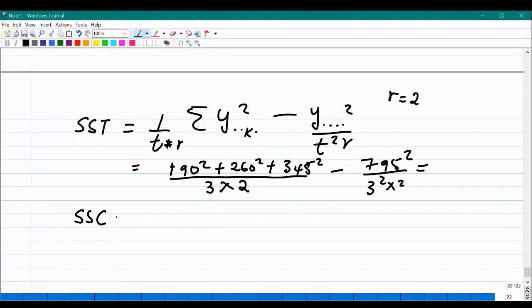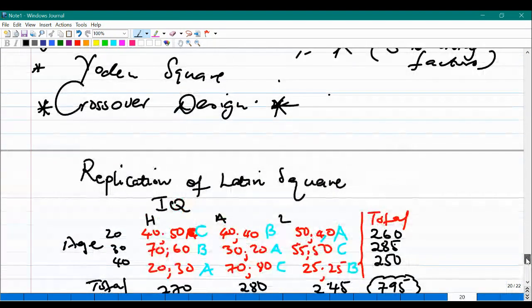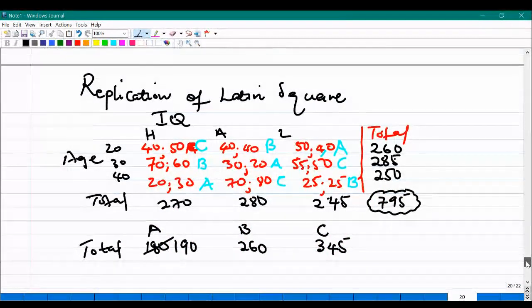SS column, which is 1 over TR again. Column, it goes with the J, which means it's the summation of Y dot J dot squared minus Y dot dot squared over T squared R. We have the information. The sum of them is what? 270, 280, 245.